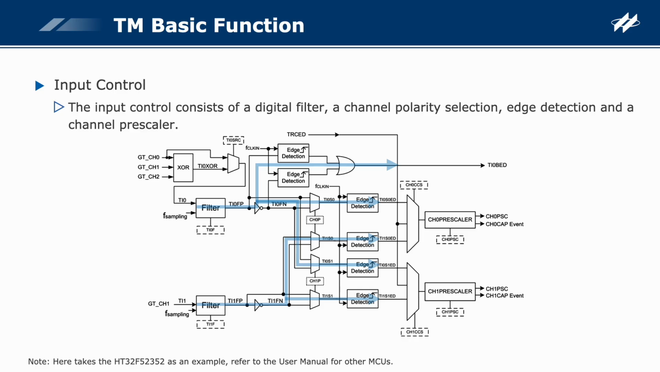The effective input event number can be set by the channel capture input source prescaler setting field CHXPSC, that is, a channel capture input signal is generated every n effective events. Here, n can be set to 1, 2, 4, or 8.